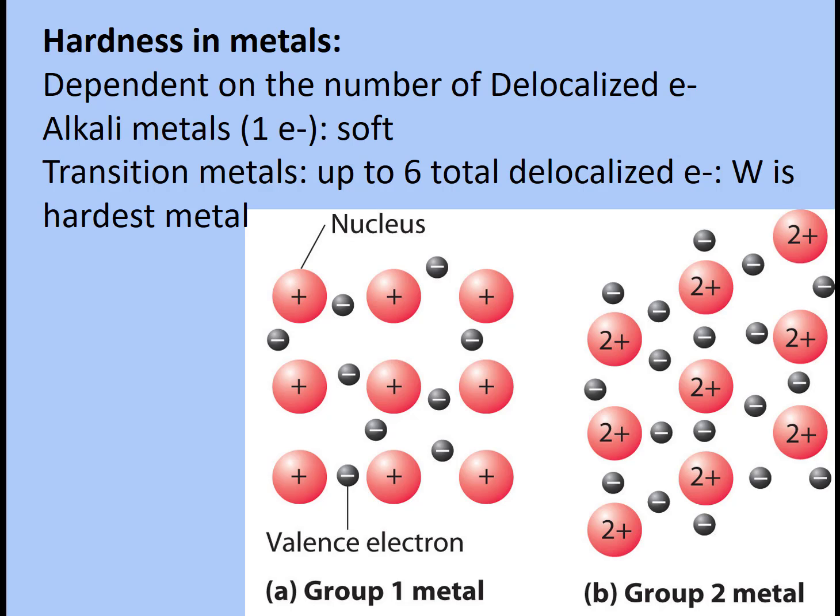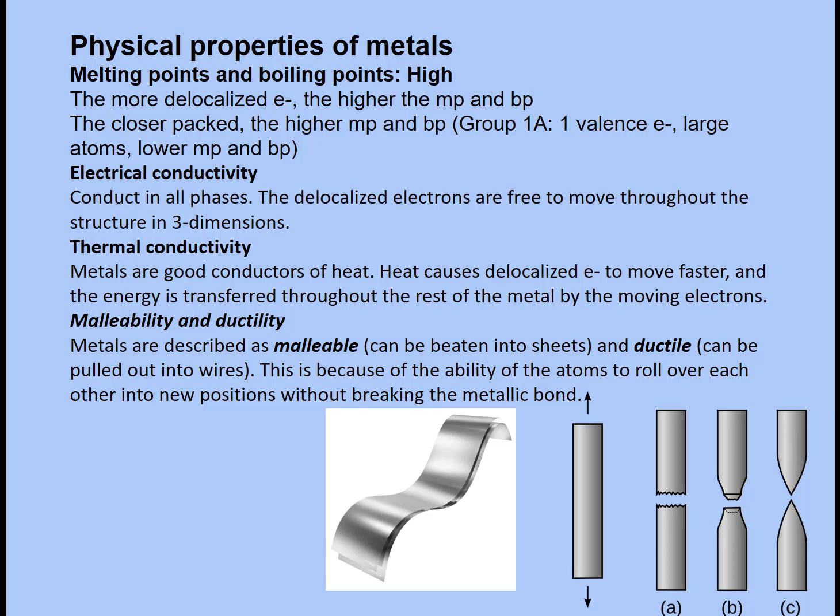But transition metals do something special in that they delocalize their d electrons. Not all of them do, but a lot of them do. And so that's why you have different oxidation states, and you also have the hardest metals come from the transition metals. The physical properties of metals all relate to these delocalized electrons.